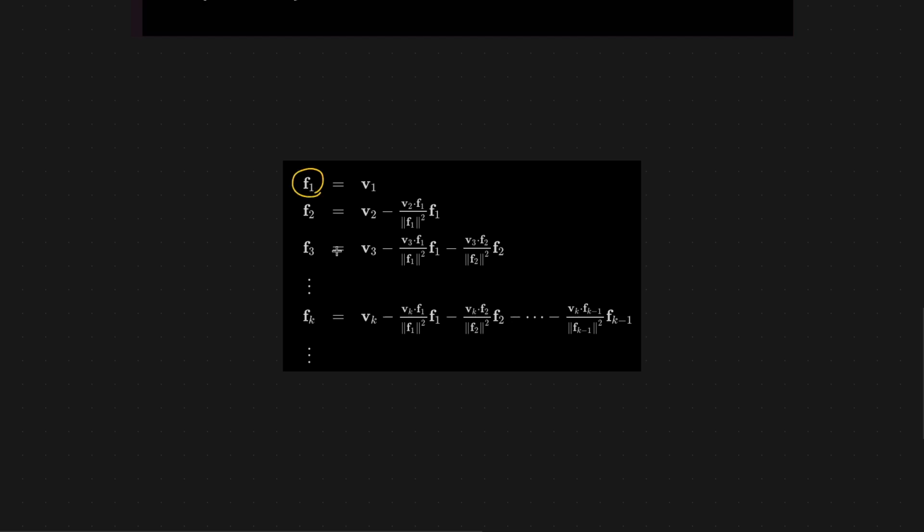Okay? The first vector in our orthogonal basis is just V1. Second vector, we take V2, we subtract the projection of V2 onto F1. Okay. For F3, we take V3 and we subtract the projection of V3 onto F1 and F2, the two orthogonal vectors we already found. And we keep on doing that.